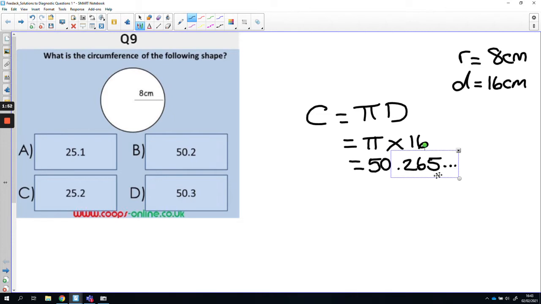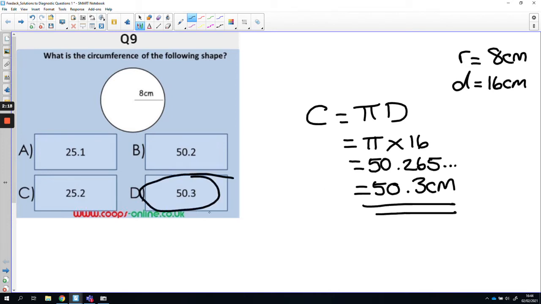50.265 blah blah blah. Now if I round that to 1 decimal place, I get an answer of 50.27. Oh, sorry, I said I was going to round it to 1 decimal place, then started rounding it to 2. So rounding that to 1 decimal place, I would get 50.3 centimetres. Okay, which comes out as answer D. So you'll notice there are obviously 2 very similar answers, but using the pi button on your calculator and appropriately rounding, you'll get that 50.3.